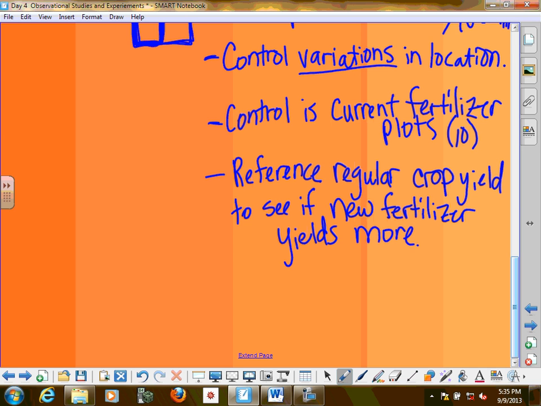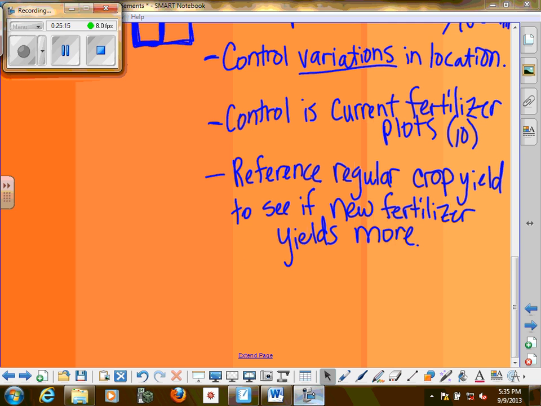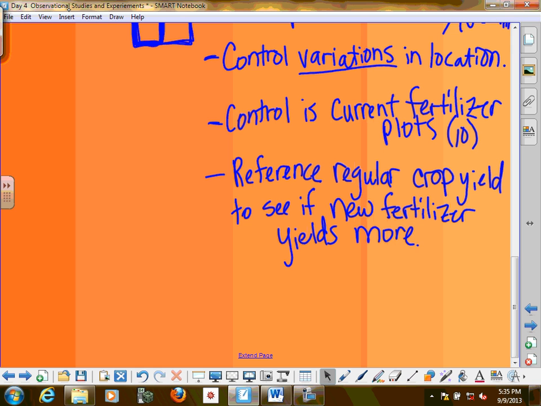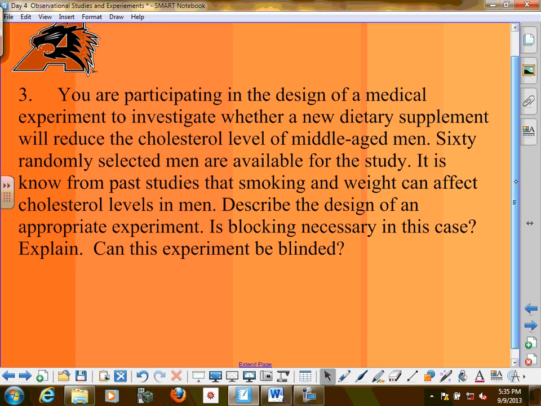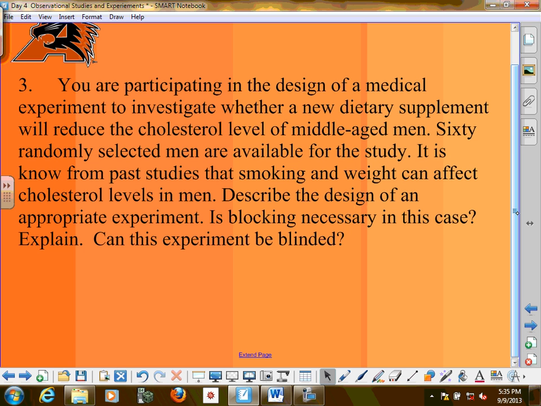Alright, so let's do one problem left. We've got one problem left I want to do with you. And so here we go. Number 3. You are participating in the design of a medical experiment to investigate whether a new dietary supplement will reduce cholesterol level of middle-aged men. Okay. Dietary supplement, and we're dealing with the reduction of cholesterol, and we're dealing with middle-aged men.